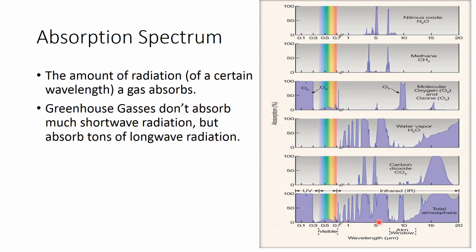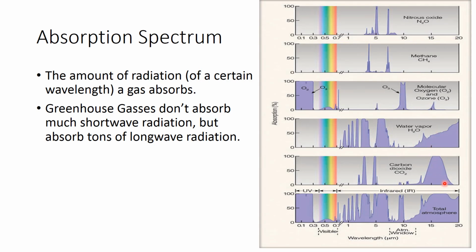And then here's the total atmosphere. And if you remember, what I mentioned earlier is that humans emit right around 10 micrometers. The Earth is a little bit closer to 11 to 12 micrometers. And then cooler parts of the Earth emit longer wavelengths. And water vapor and carbon dioxide actually absorb a lot of the radiation that the Earth gives off.